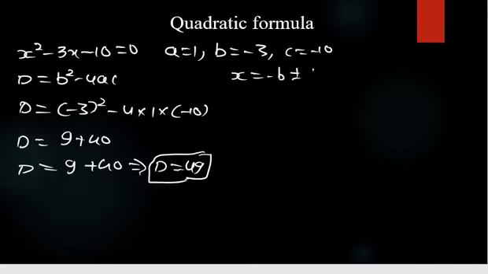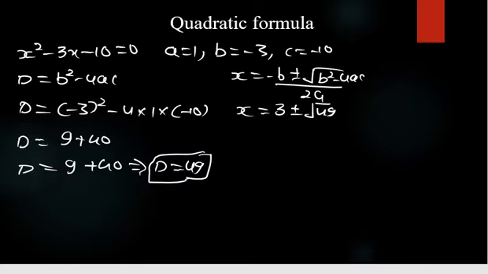Now if you put the values in the quadratic formula, the quadratic formula is x is equal to minus b plus minus root over b square minus 4ac, upon 2a. So we know the D here, b square minus 4ac. So we can write that x is equal to minus b. Here minus b is minus 3, so we'll get plus 3, plus minus root 49, because D is equal to 49, upon 2a, that is 2 into 1.